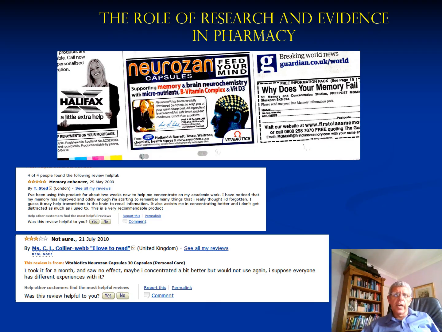Let's look at an advert for a product in a newspaper that some people might consider to be a medicine. This product is called Neurosan. It can be bought in a pharmacy and it's endorsed by a professor of pharmacy. So imagine somebody comes into the pharmacy and asks for your opinion. What research has been done?